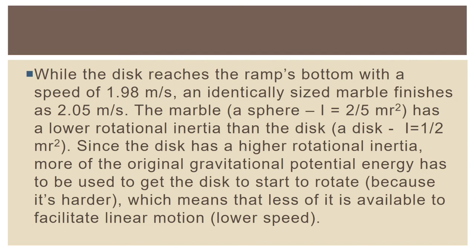Since the disk has a higher rotational inertia, more of the original gravitational potential energy has to be used to get the disk to start to rotate, because it's harder to rotate, which means that less of that original gravitational potential energy is available to facilitate linear motion. That's why it has a lower final speed. Take a second to pause this video here and write that down. And when you hit play, we'll move on.